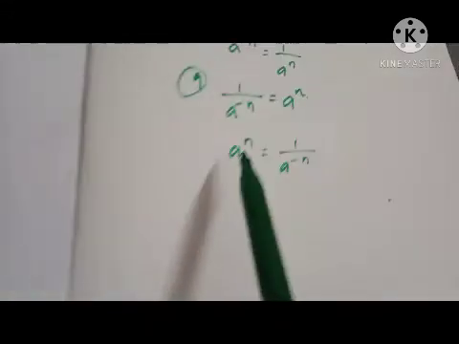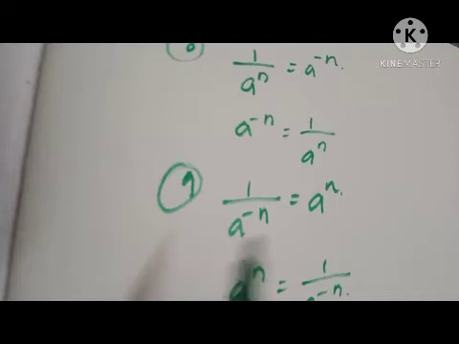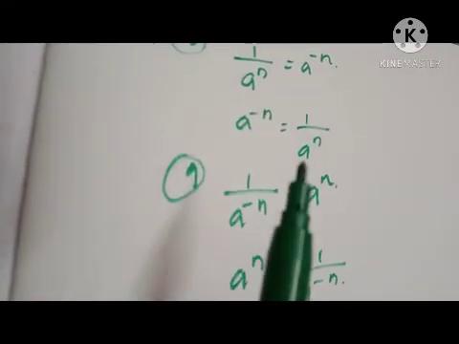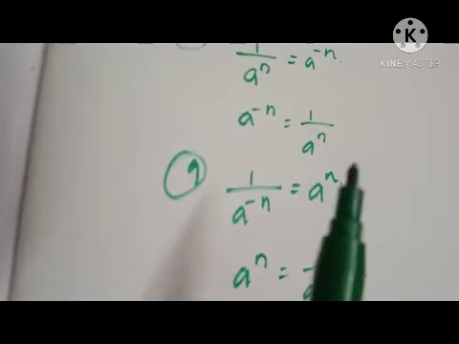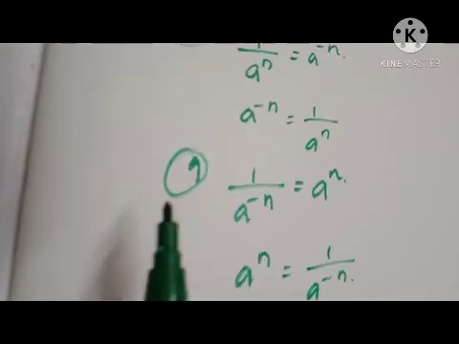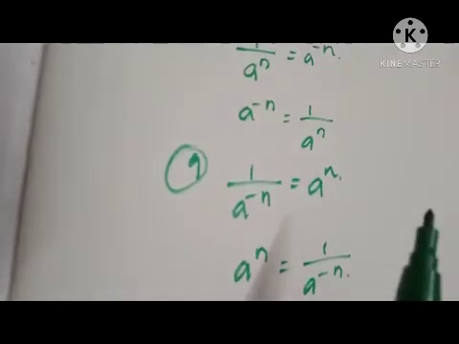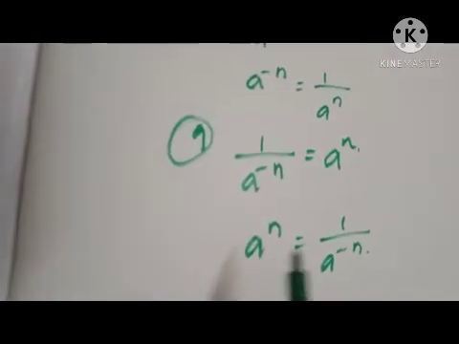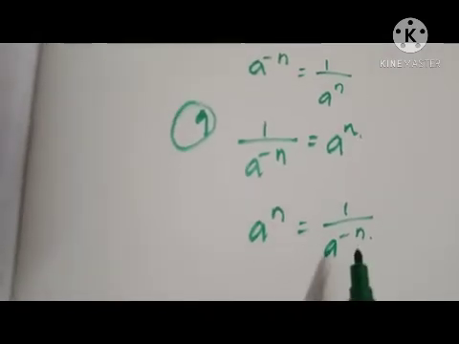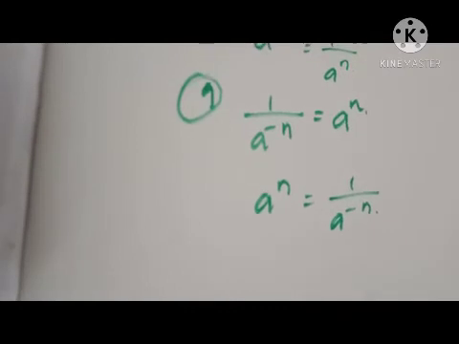The next is 1 by a raised to n equals a raised to negative n. So a raised to n equals what? 1 by a raised to n. Then 1 by a raised to negative n is a raised to positive n. That is a raised to n equals 1 by a raised to negative n.